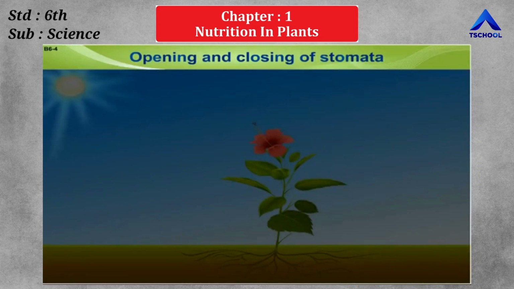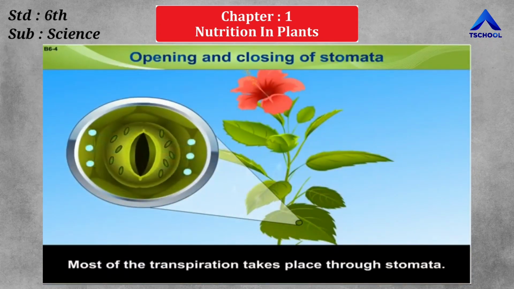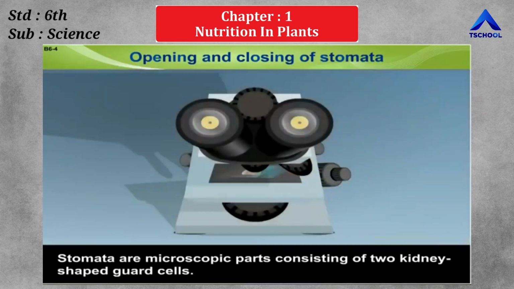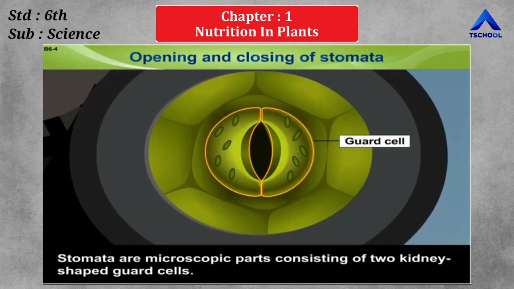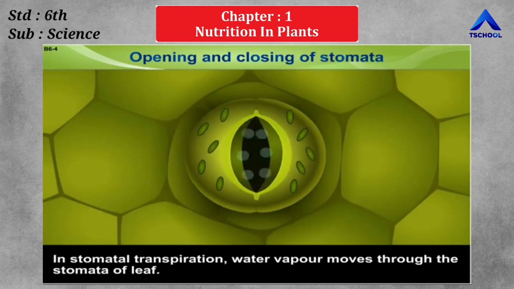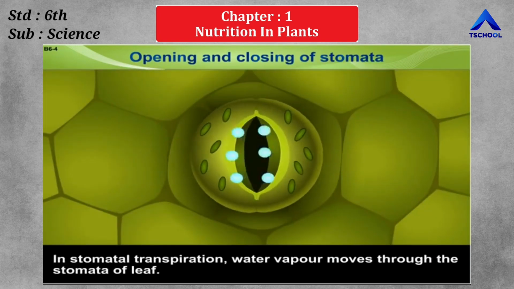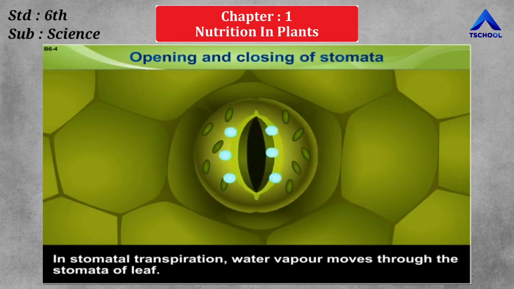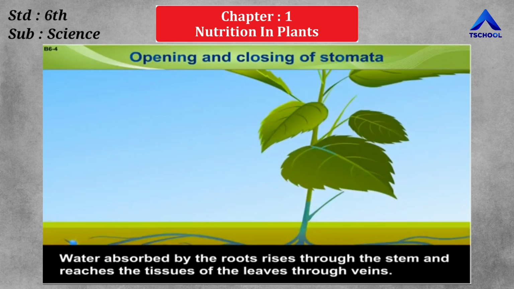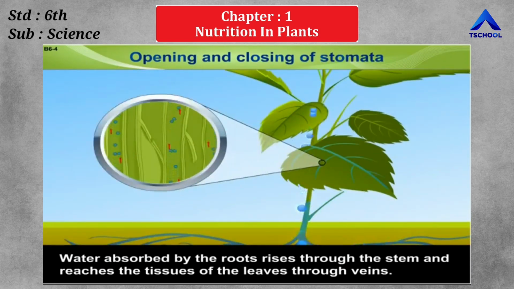Process of stomatal transpiration. Most of the transpiration takes place through stomata. Stomata are microscopic pores consisting of two kidney-shaped guard cells. In stomatal transpiration, water vapor moves through the stomata of the leaf. Water absorbed by the roots rises through the stem and reaches the tissues of the leaves through veins.